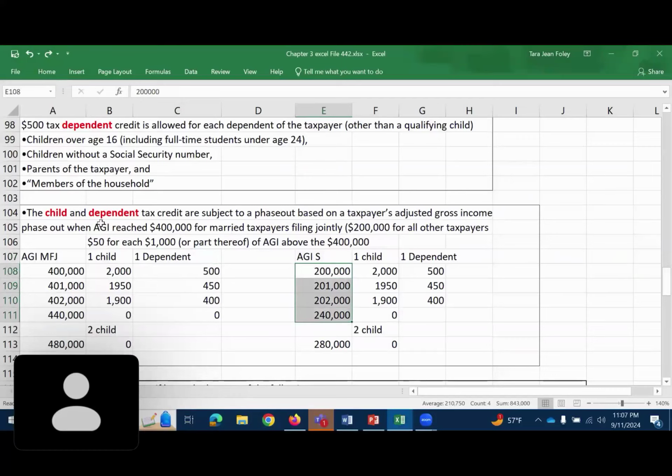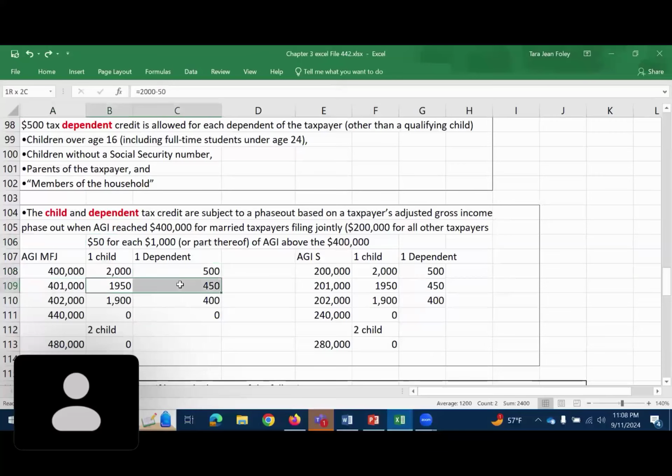So for a child, I'm allowed a credit of $2,000. If I have a dependent, it's $500. Those are my credits. Okay. For every $1,000 I go over the 400, which is like 401 is $1,000 over, my credit gets reduced by $50. My dependent credit of 500, because I'm over $1,000 more, it gets reduced by $50.